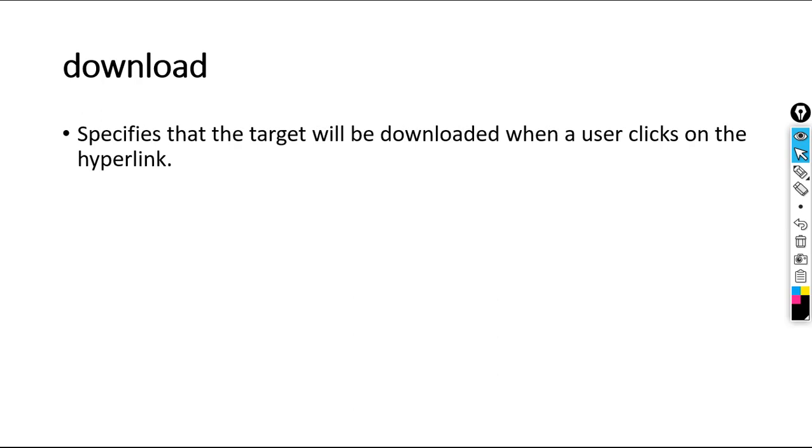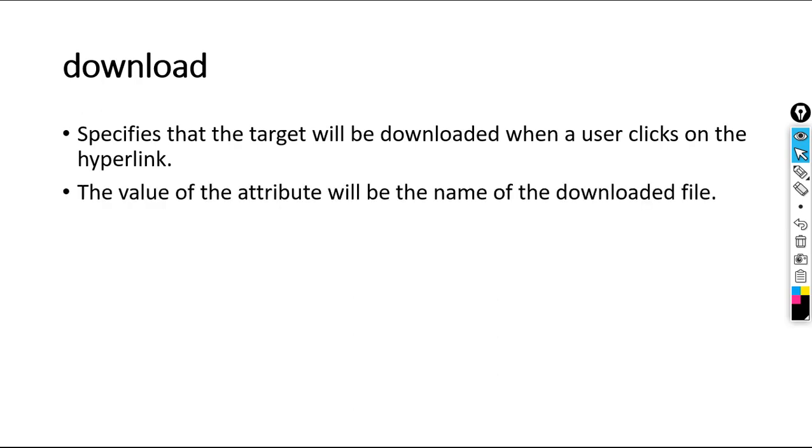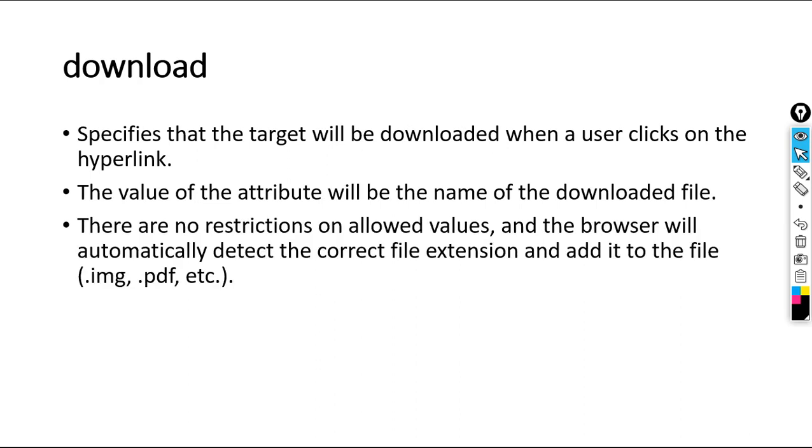Download. This is very important. Download attribute. Download attribute specifies that the target will be downloaded when a user clicks on the hyperlink. Understood? The value of the attribute will be the name of the downloaded file. There are no restrictions on downloaded values, and the browser will automatically detect the correct file extension and add it to the file.